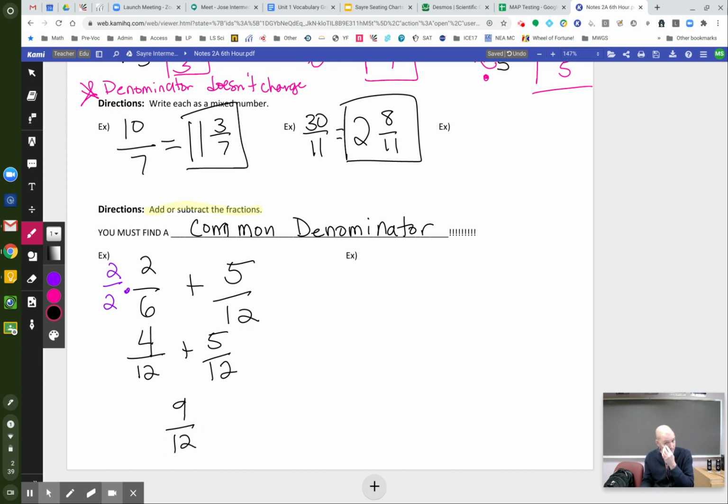And now this is where your brain's got to come in. You got to look at that and be like, hey, can I reduce that fraction? I happen to know that I can divide both of those by 3. And if I do 9 divided by 3, I get 3. And if I do 12 divided by 3, I get 4. And that is my final answer.